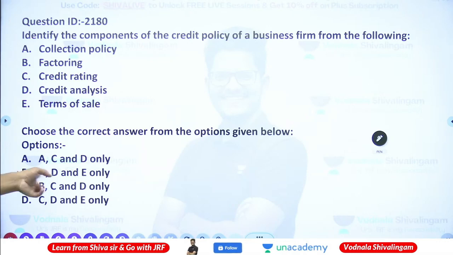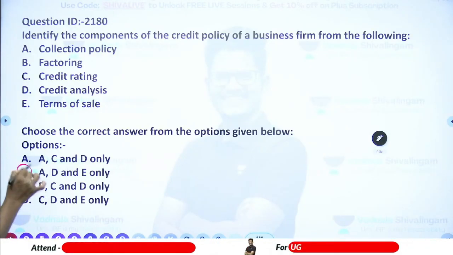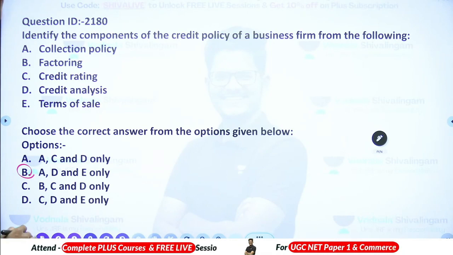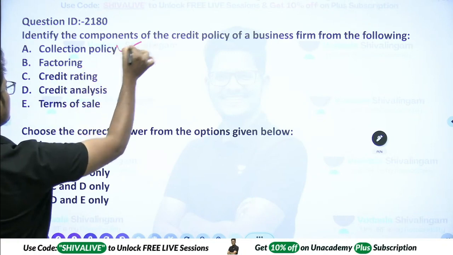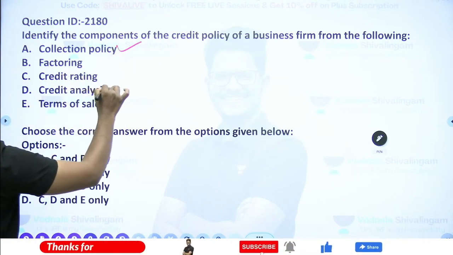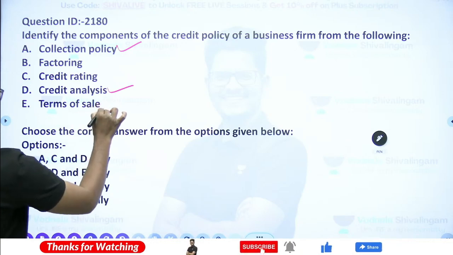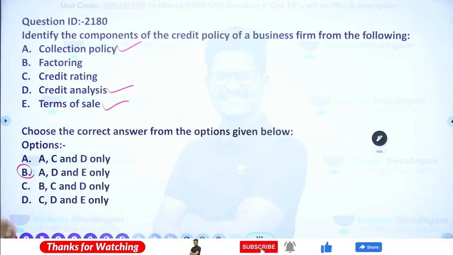So answer will be option number B is the correct answer. A, D, E. Identify the components of credit policy of business from the following: collection policy, and D, which is credit analysis, and E, which is terms of sale. Components of credit policy of the business firm.